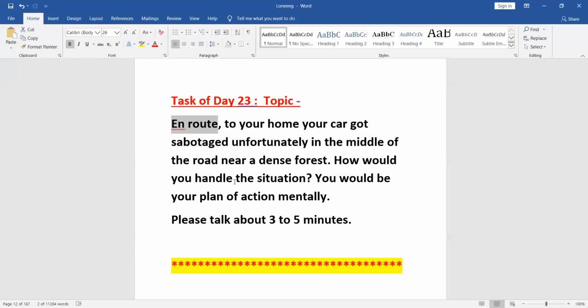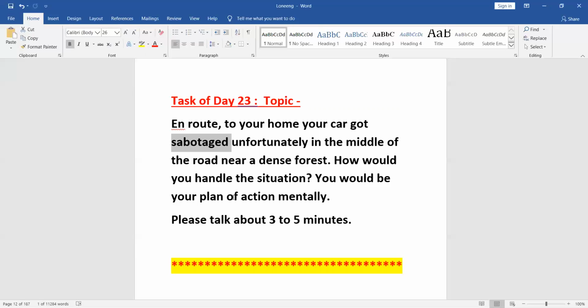So en route means you're on the way to your home and your car got sabotaged. Now, sabotaged means you are stopped on purpose. You're obstructed from going through. Maybe you have a flat tire. Someone has purposely put something there so that you have a flat tire, or someone has stopped you at gunpoint or something like that. I'm just giving you an extreme scenario. So you've been stopped in the middle of the road and it's near a dense forest.